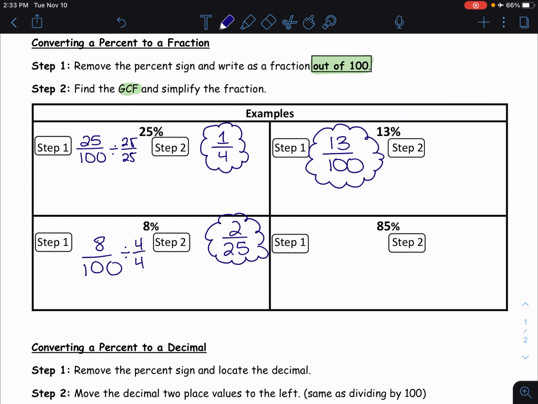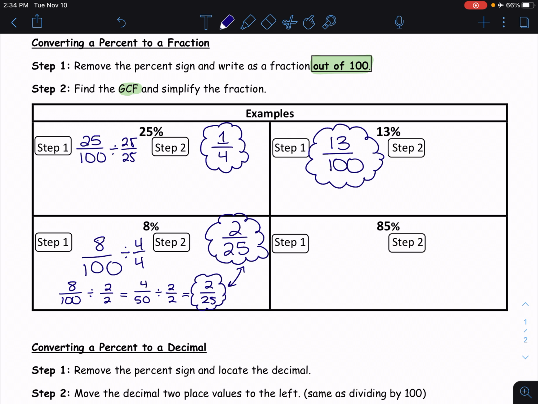If I do 8 over 100 and I don't divide by 4 right away, say I notice that 8 and 100 are both even numbers, and I divide by 2 over 2 first, 8 divided by 2 is 4, and 100 divided by 2 is 50. At this point, 4 and 50 are still both even numbers. So I'm going to divide by 2 over 2 again. 4 divided by 2 is 2. 50 divided by 2 is 25. So I get the same answer regardless of the way that I divide. I just need to make sure that I keep simplifying until I'm all the way done.